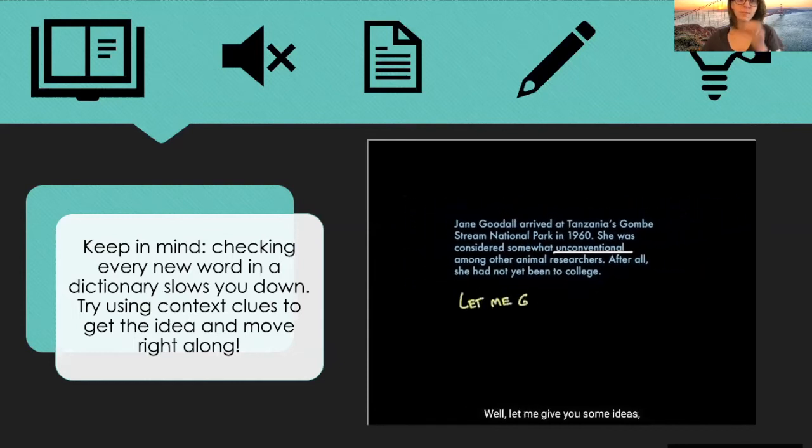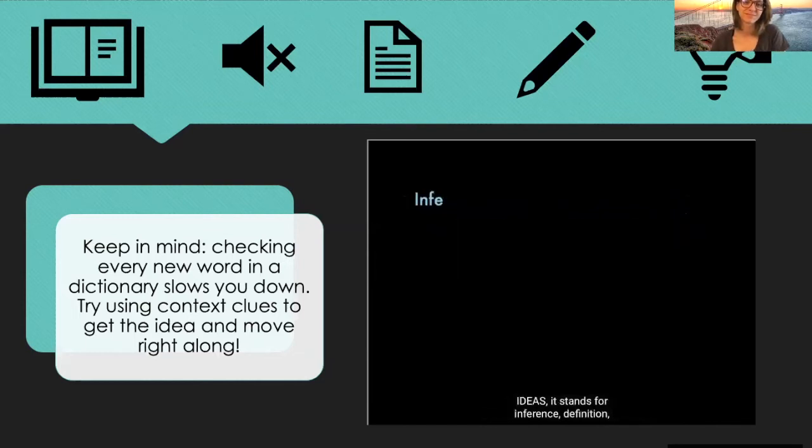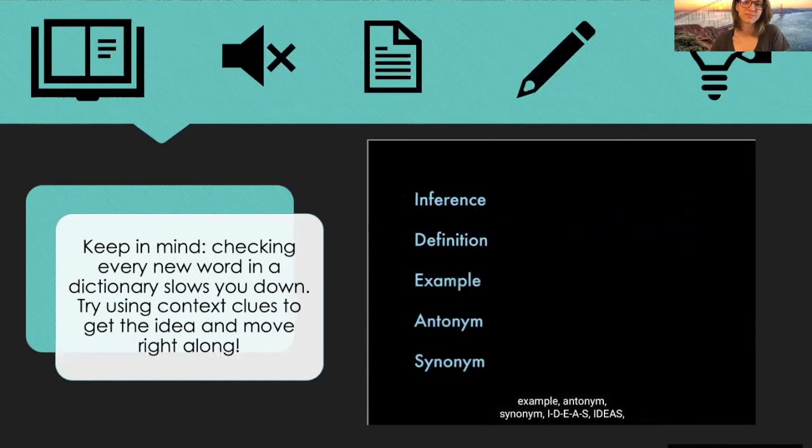Well, let me give you some ideas. That's the memory aid I use to keep it straight. IDEAS stands for inference, definition, example, antonym, synonym, which are all different kinds of context clues. Every word will have a different context, so you might need to vary your approach. The way this snippet is written, let's try inference first. Then I'll rewrite the sentence a few times to show you the other methods.